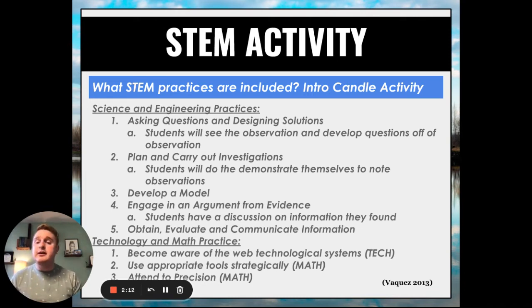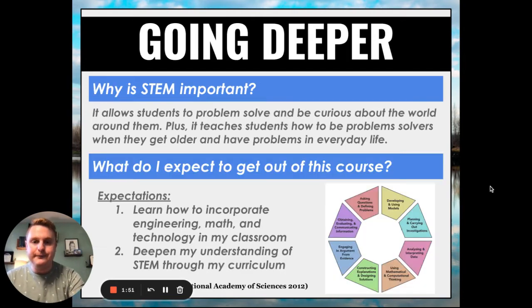However, there are some technology and math practices that are being used here. We have to be aware of web technological systems by researching. We have to use appropriate tools strategically. So, how much water are we putting into the wells and what candle are we using? And then also really attend to precision, which is also math practices as well.